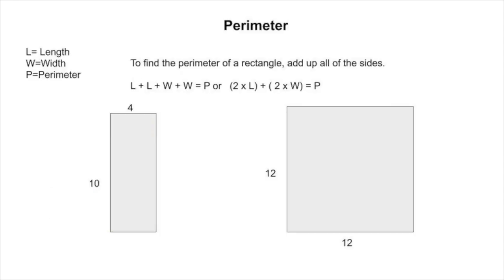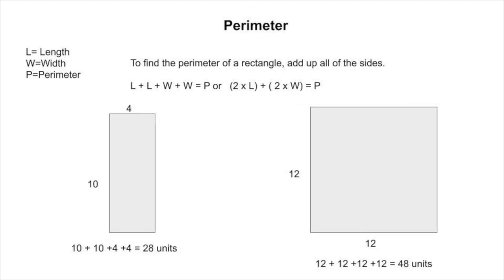So let's look at the perimeter to start. To find the perimeter of a rectangle, you're going to add up all of the sides. The sides of a rectangle are going to be length and width. So if you add length plus width, you'll get your perimeter, or you can take 2 times your length and add it to 2 times your width.